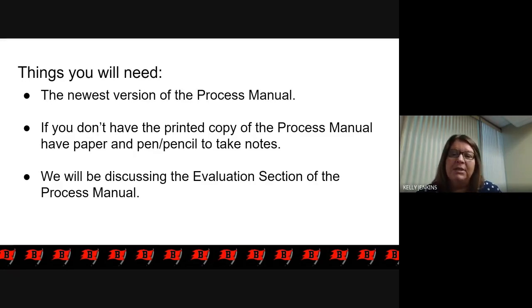We have updated the process manual, so you'll want to go through and make sure that you at least look at that. I am a printer. I always print off the new process manual. I know that doesn't save trees, but I am old and paper is the best way for me. If you haven't printed the copy, you may want to take some notes, or we're going to record this, so you will be able to come back and look at anything we have here. We're going to be discussing just the evaluation section of the process manual and maybe refreshing your minds on some of the forms inside that training piece.